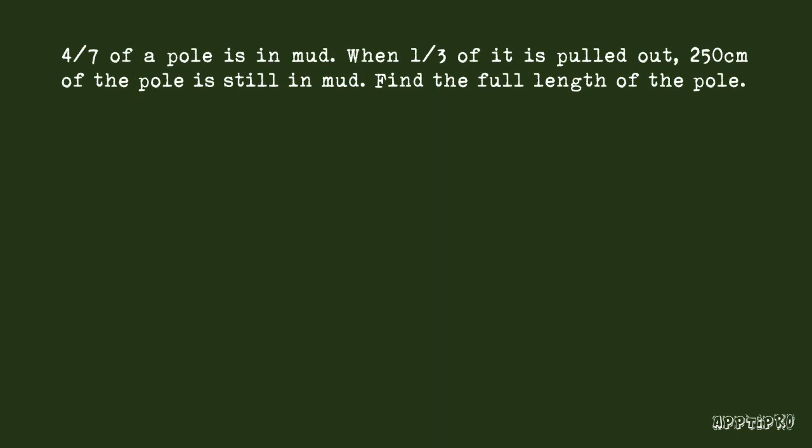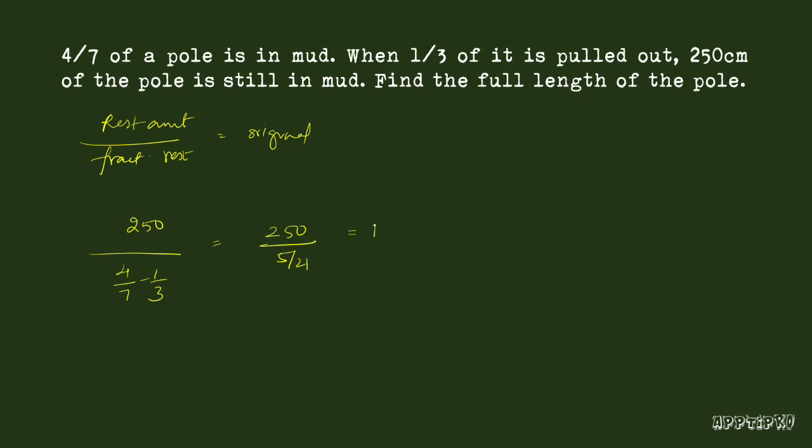Four by 7th of a pole is in mud. When 1/3 of it is pulled out, 250 centimeters of the pole is still in mud. Find the full length of the pole. So you know that the rest of the amount divided by the fractional amount for rest gives the original value. So the rest of the amount is 250 centimeters. How much of the pole is still in the mud? That is 4 by 7 minus 1 by 3. On solving it, you get 1050 centimeters.